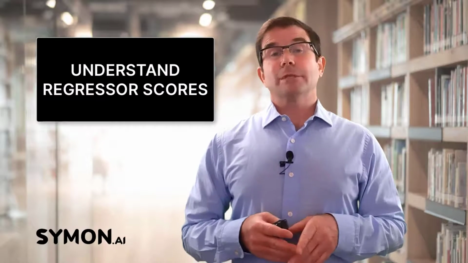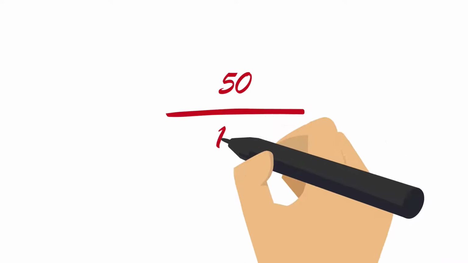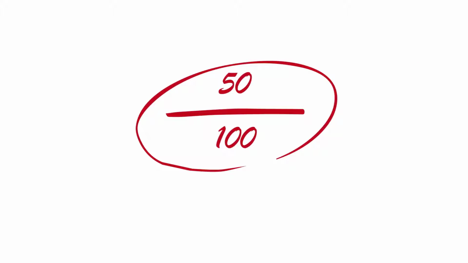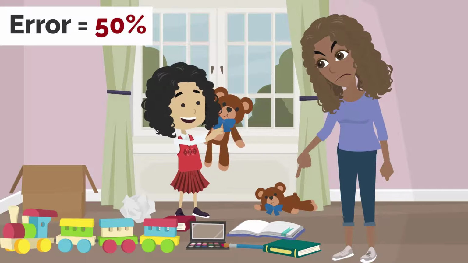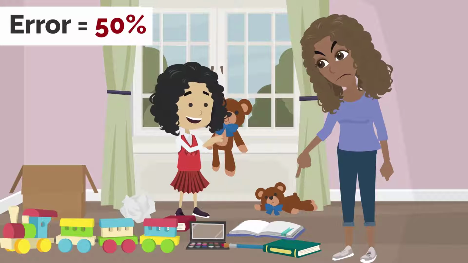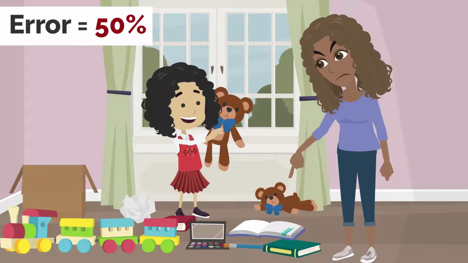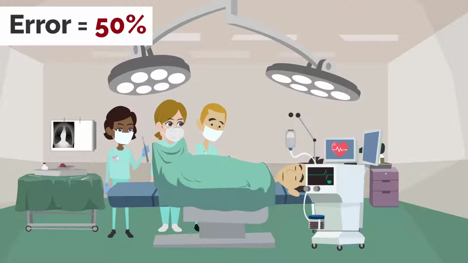Hi again. So let's take a deep dive into regressor scores. When interpreting scores, it is important to understand the problem you are trying to predict. A score could be considered very good when trying to predict human behavior, for example, why is your child so messy? But the same score when trying to determine if someone should have heart surgery could be very bad.